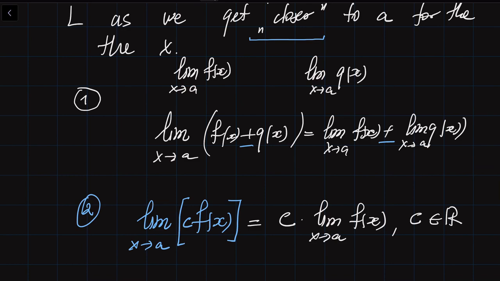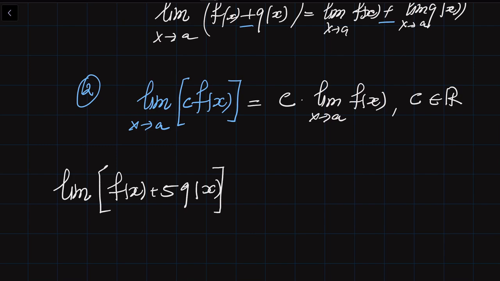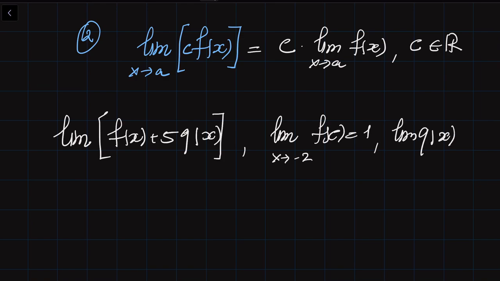So let's do an example to illustrate how these two rules can be used. For example, if you are interested in figuring out the limit of the function f of x plus 5g of x, and let's assume that you are already given the limits of these two functions. So let's say the limit of f of x is equal to 1 when x approaches minus 2, and the limit of g of x is equal to minus 1 as x goes to minus 2, and I would like to know the limit of this function, f of x plus 5g of x.